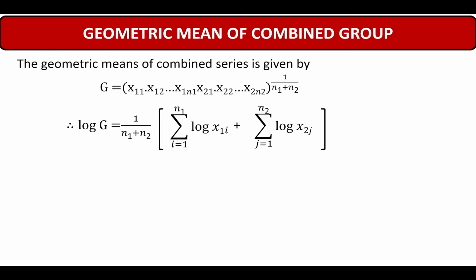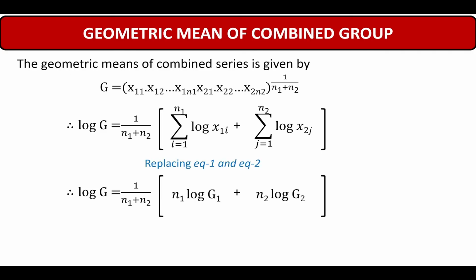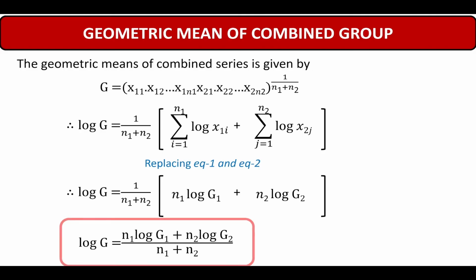log of x2j. Now the value of this summation of i equals 1 to n1 log x1i and summation of j equals 1 to n2 log of x2j we have already found out in the previous slide, and we had labeled them as equation 1 and 2. We will simply substitute those two equations in this equation and we get log of G is equal to 1 upon n1 plus n2, the whole multiplied by n1 log G1 plus n2 log G2. Now opening the brackets, we get log of G equals n1 log G1 plus n2 log G2, the whole divided by n1 plus n2, and this is how we found out the formula for geometric mean of combined group.